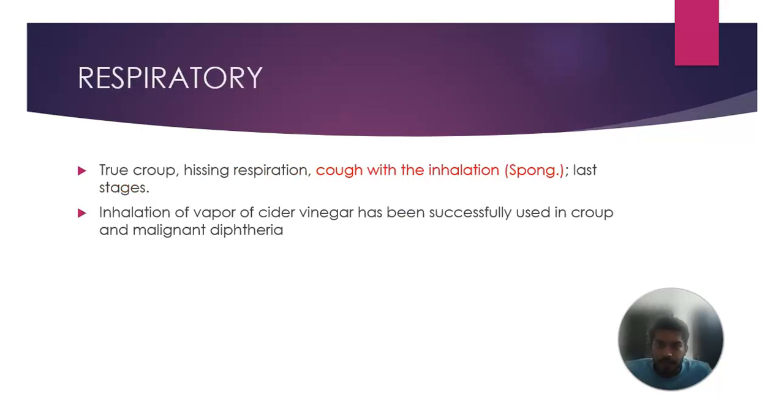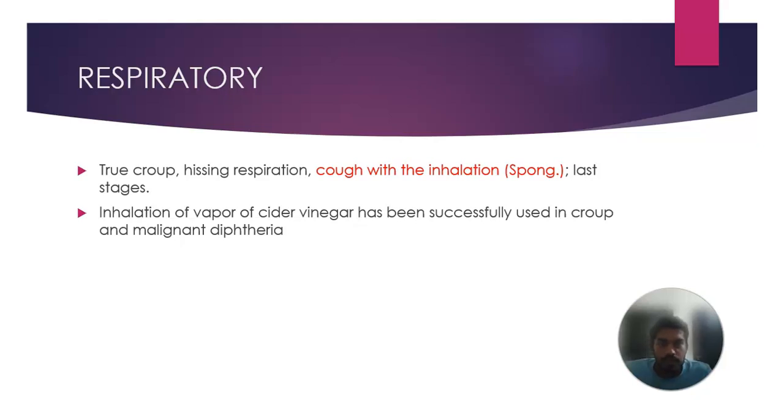Then you have respiratory symptoms like croup. So what is croup? It's a condition that is specifically seen in children. It's acute laryngotracheobronchitis. That is what we say nowadays. So croup has this hissing respiration. That means to say mostly it should be stridor. Okay, cough with inhalation. So during inhalation, acetic acid has problems. Okay, so this is worse during inhalation.